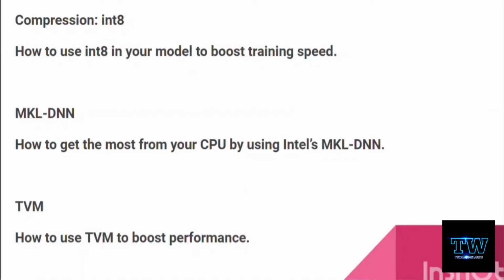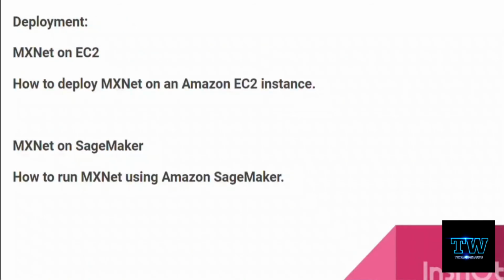So compression, MKL-DNN, TVM. You just need to take a look at these. Then deployment and MXNet on ECI. No need to worry, you just need to know their names, like on which servers they are deploying, such as EC2 and SageMaker. I think probably this will come under Amazon Web Services. So they have this deployment section, I think.